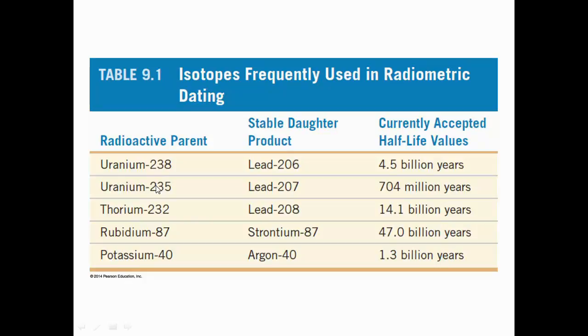Obviously, they're not going to sit around, they're not going to start out with 100% uranium-238 and wait 4.5 billion years for half of those to decay. They measure the rate at which the uranium-238 decays, and they can calculate the actual half-life from that. The time scale is billions of years, so how long?